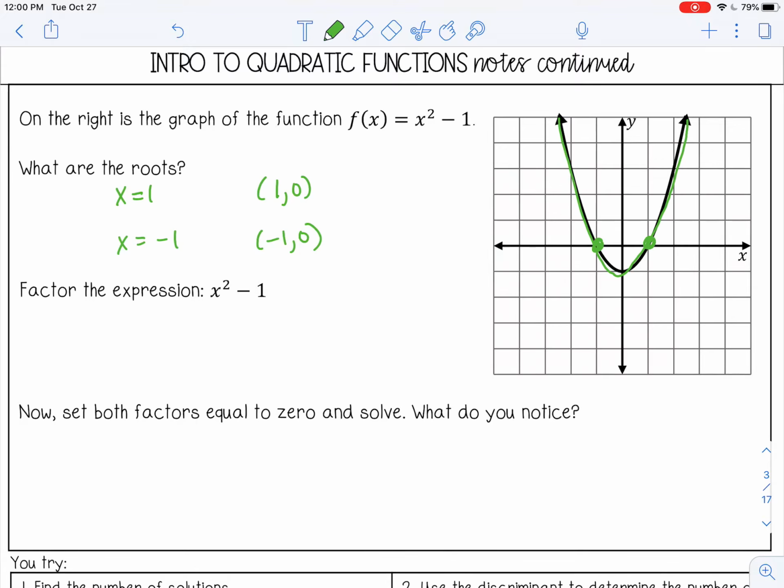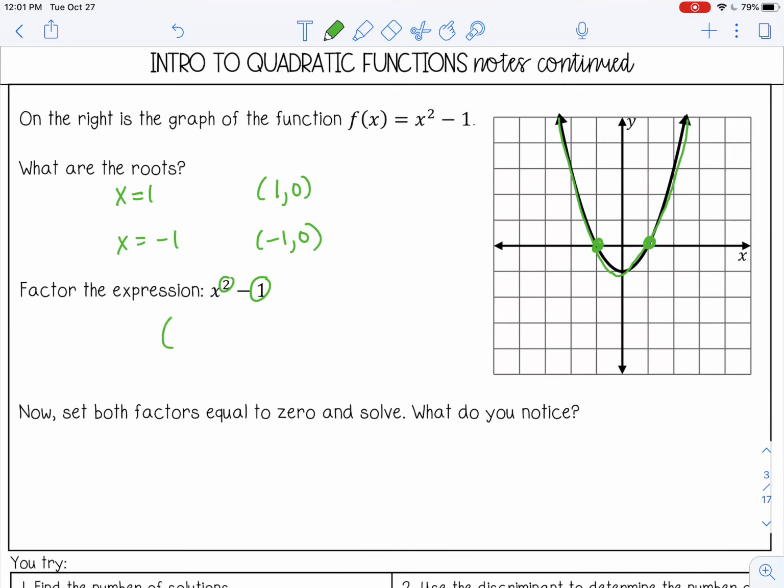All right, next, let's factor the expression x squared minus 1. So we talked about factoring in the last unit. And if you remember, this is actually a special case called the difference of 2 squares. x squared is a perfect square, and 1 is a perfect square. This is an even exponent. So this is the difference of 2 squares.